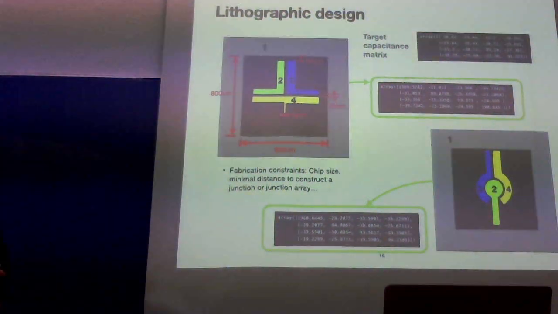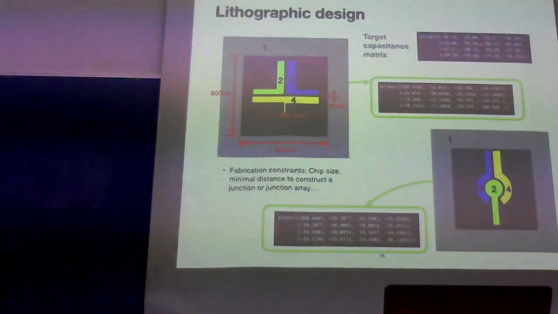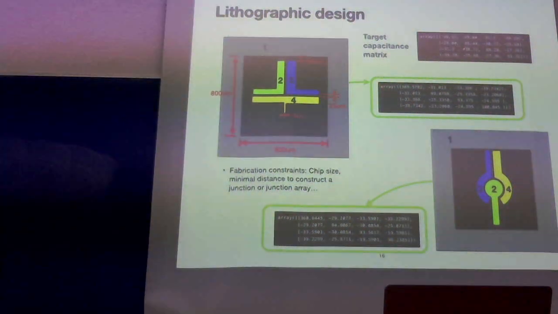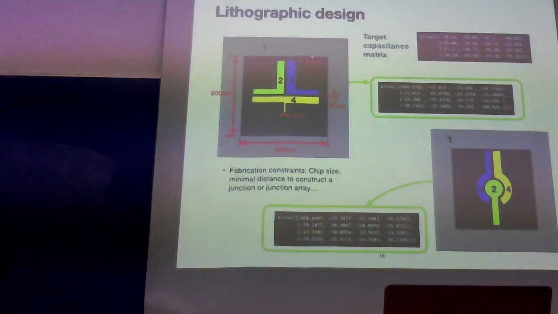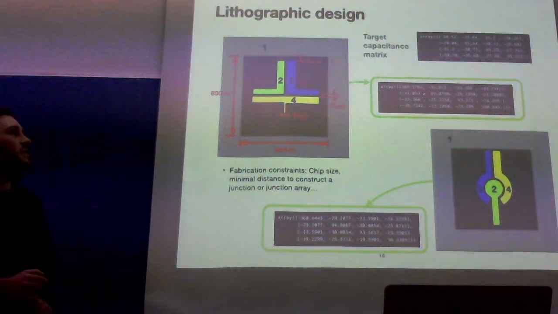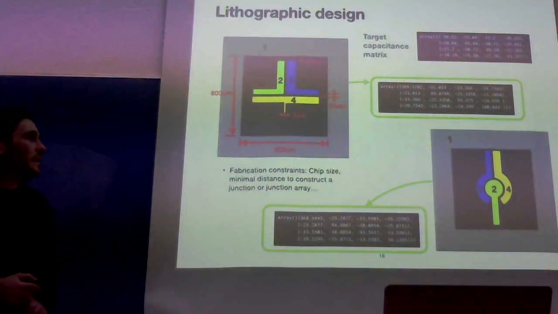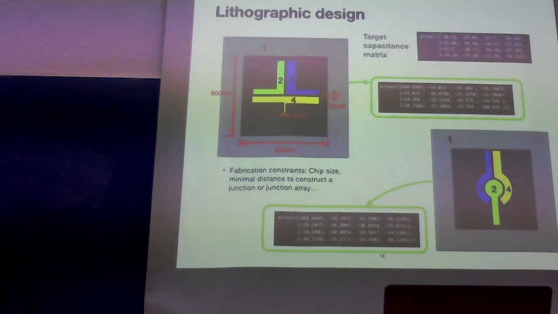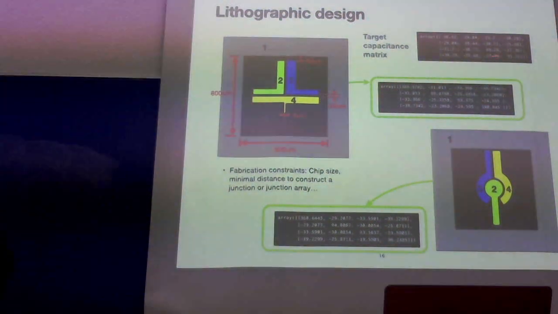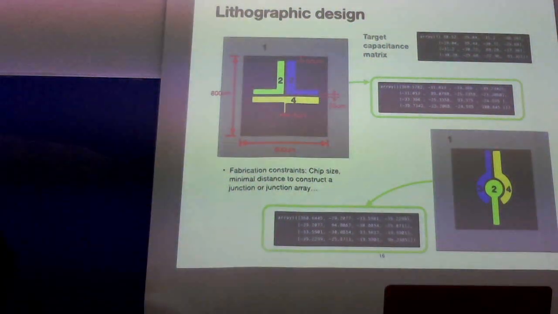And well, it's symmetric, so we have the same. Each of these values represents the coupling of each island to the others. So we need to find a geometrical layout that matches this capacitance matrix, and this is how good we can approximate for now. We computed the properties of our system with this approximated layout, and it's basically the same.